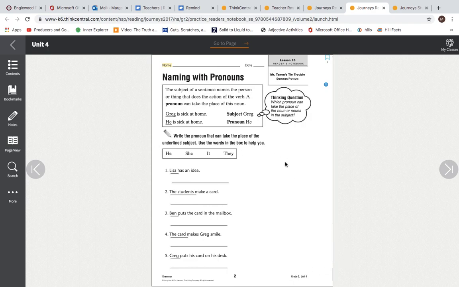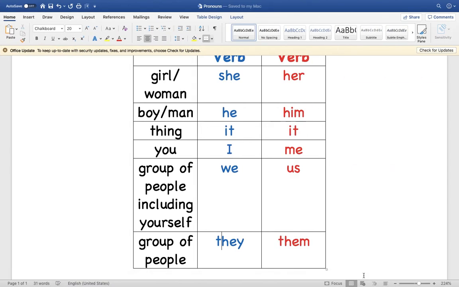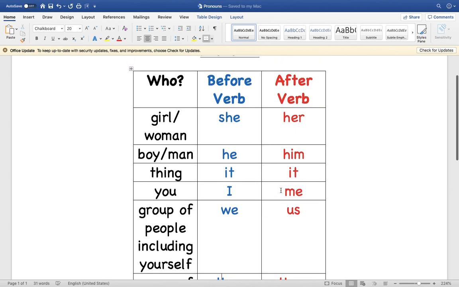Now always read the directions carefully, please. Write the pronoun that can take the place of the underlined subject. Use the words in the box to help you. Now let's see, will this work today? Oh, I think it's going to work. So for number 1, Lisa has an idea. Now Lisa is the noun we want to replace with a pronoun. It describes a girl or a woman. It comes before the verb has. So let's go to the chart.